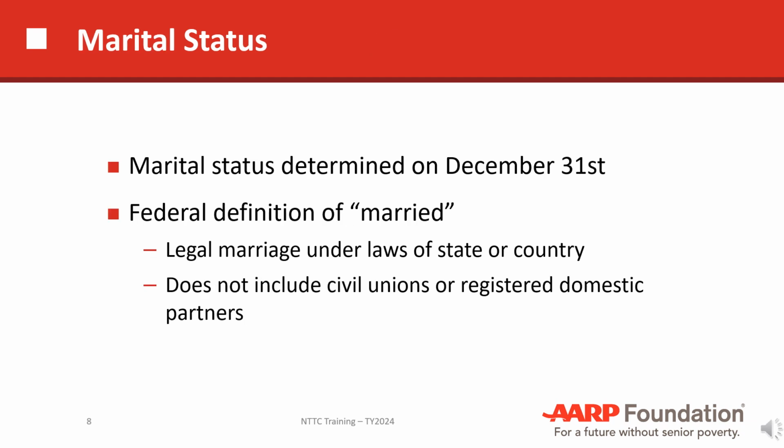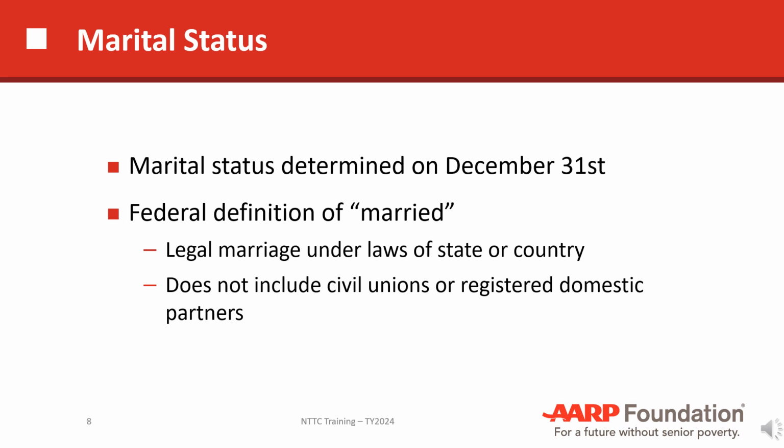Let's talk about marital status in the United States in the federal tax code. Marital status is determined on December 31st of each year. So whatever the marital status is on that day, December 31st, determines the marital status for the entire year. The federal definition of being married in the United States is a legal marriage under laws of the state or the country. So if you're legally married in a particular state, you're considered legally married at the federal level. It does not include civil unions or registered domestic partners.